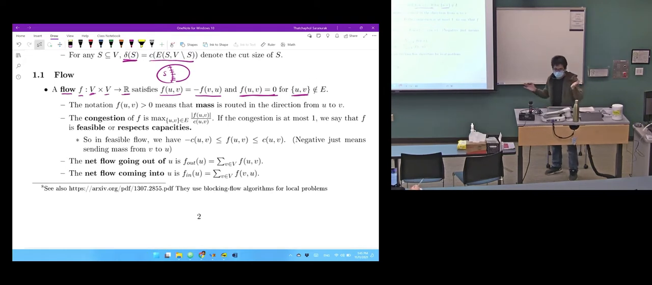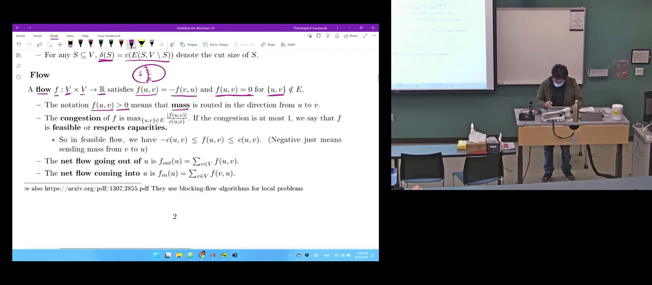But there is a meaning to this. The meaning is that if the flow from u to v, flow(u,v), is greater than 0, then it just means that there is a mass of flow, I also call it mass, that is routed from u to v in this direction. There is a direction, okay? So from u to v.